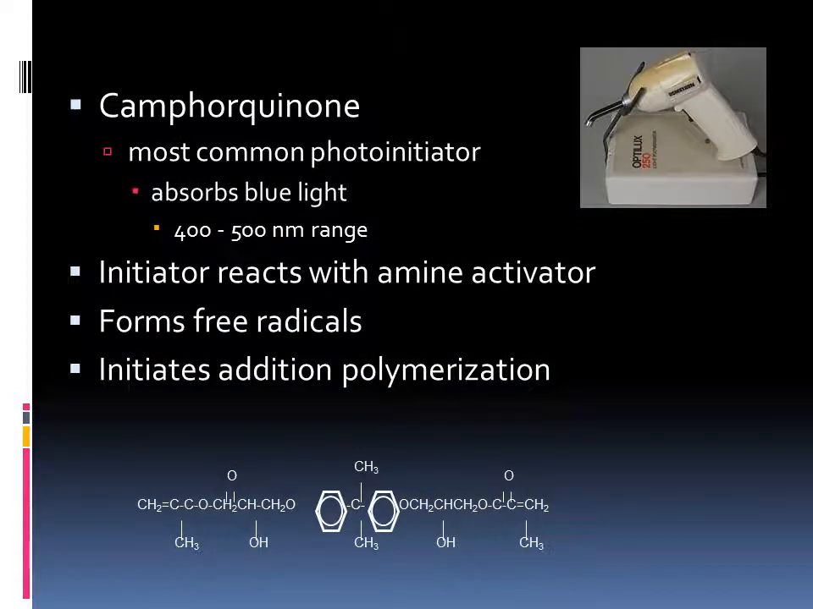So camphoroquinone is the most common photoinitiator. It has a tendency to absorb blue light, and it is activated in the 400 to 500 nanometer range. The initiator reacts with the amine activator. Free radicals are formed, and this initiates the addition polymerization.